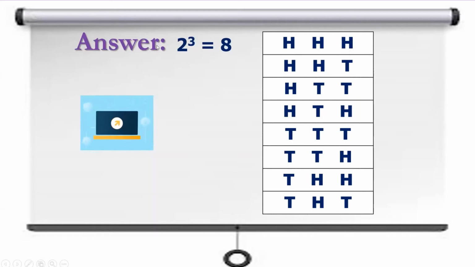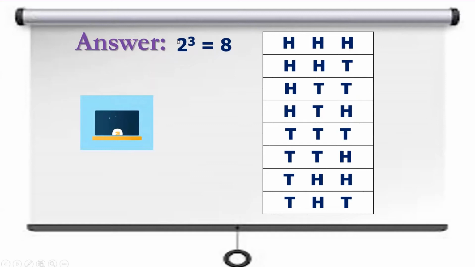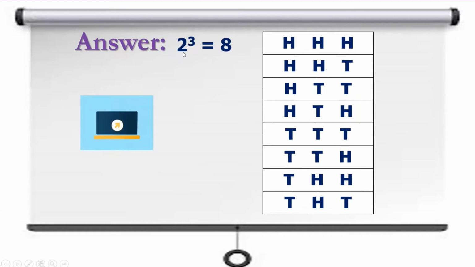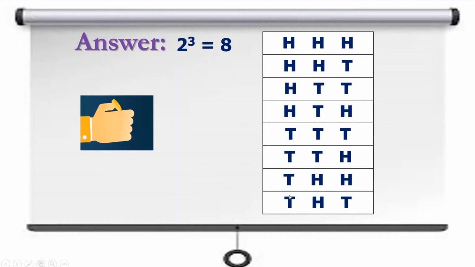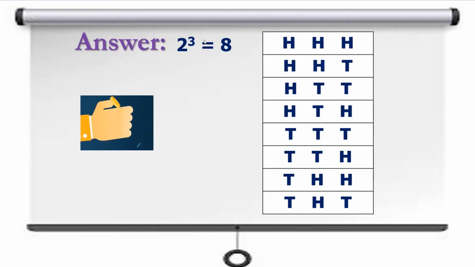Now, let me explain. May I ask you, why 2? 2 is constant here. Whenever we are talking about a coin, it's always 2 as the base. So, why do you think 2? Anyone? Why do you think it's 2? It's constant. It should always be 2. Why?